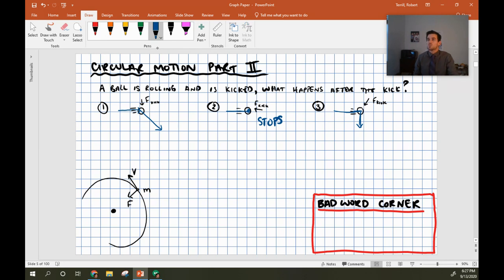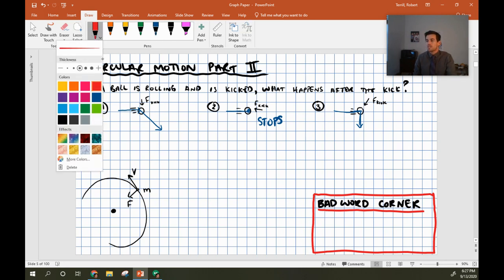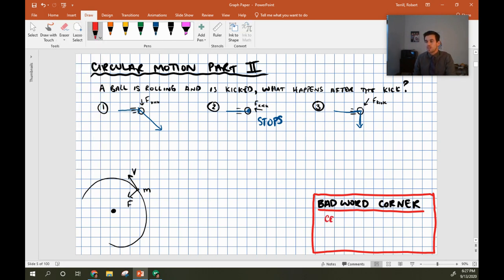But I want to put this word into the bad word corner because I want you guys to know that it's a word you have to be very careful with. Centripetal means a force that goes towards the center. It's not actually a type of force the way that gravity, normal, and tension are. That means that centripetal force is not a new force that makes things go in circles. It's an existing force that we're describing the direction of.